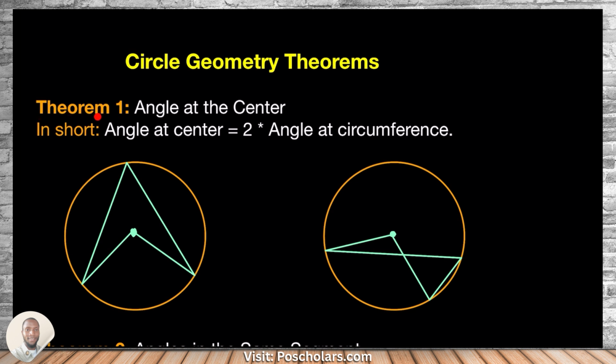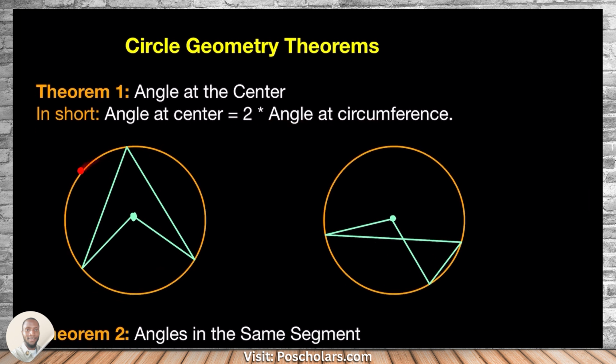So theorem 1 says angle at the center is equal to 2 times angle at circumference. Now let's illustrate. This is the first diagram. Angle at center. This is the angle at center, right? And this is the angle at circumference, right? I'll tell you the reason why we are not working with this. Now let's continue first. It says angle at center equals 2 times angle at circumference.